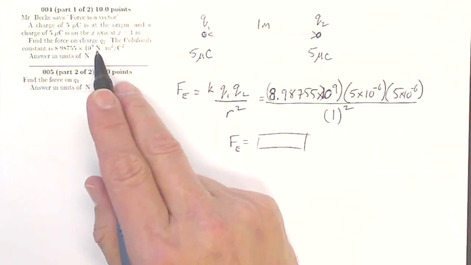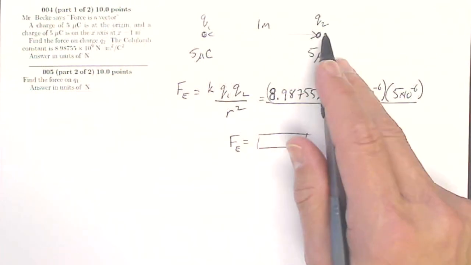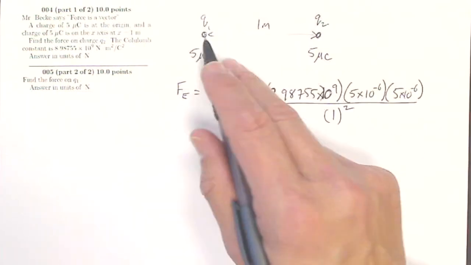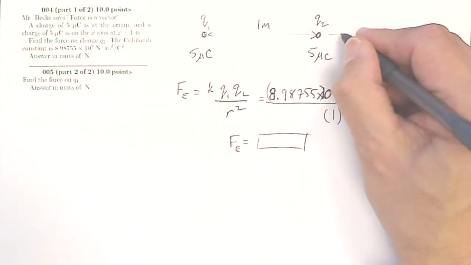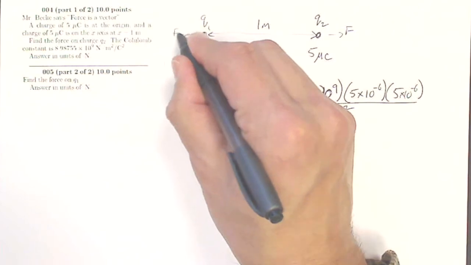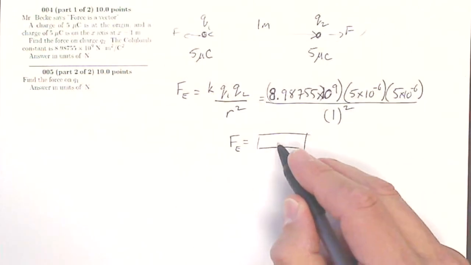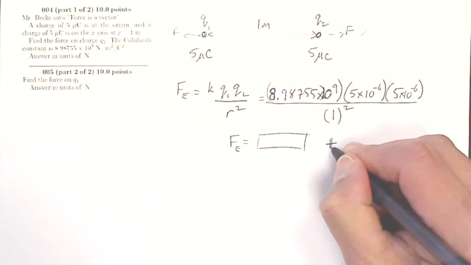Now, on charge 2, it turns out that it is pushing to the right. Since they're both positive charges, Q2 is going to be forced in this direction, while Q1 is going to be forced in this direction. So this is the first one I'm looking for. That's to the right, so this one will be a positive number.